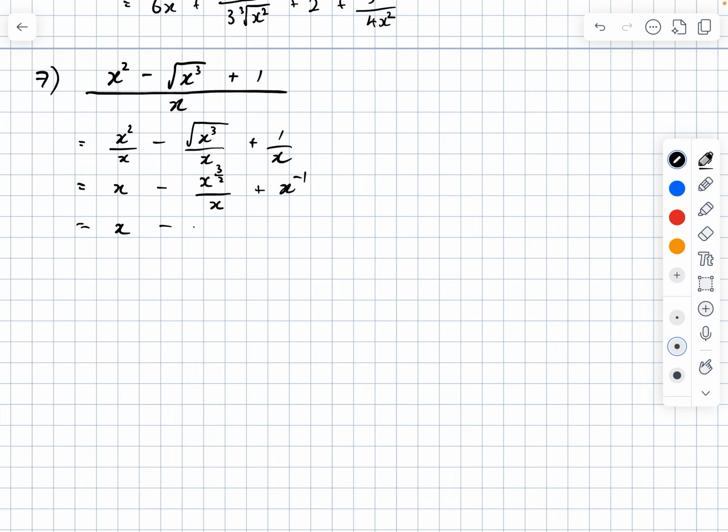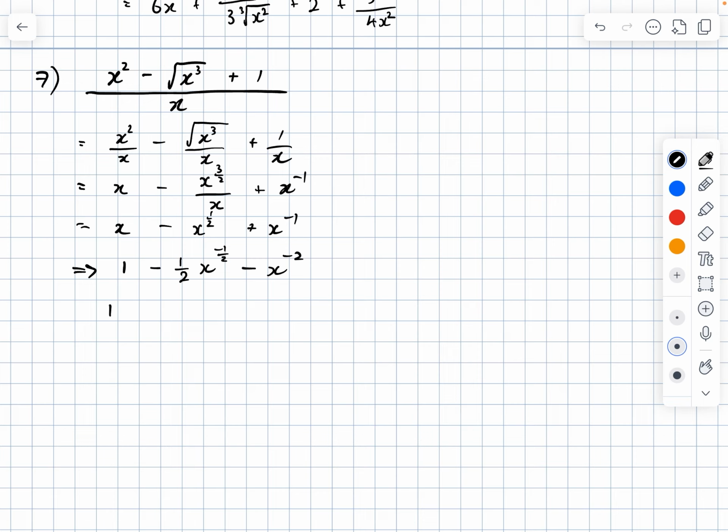Well, rules of indices say when you've got the same base, you subtract the powers when dividing. And so we get x to the power of 1/2 plus x to the power of negative 1. Now differentiating, x becomes 1. Middle term becomes 1/2 x to the power of negative 1/2. And final term becomes minus x to the power of negative 2.